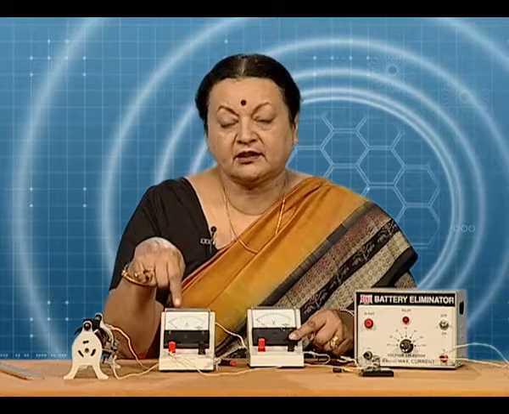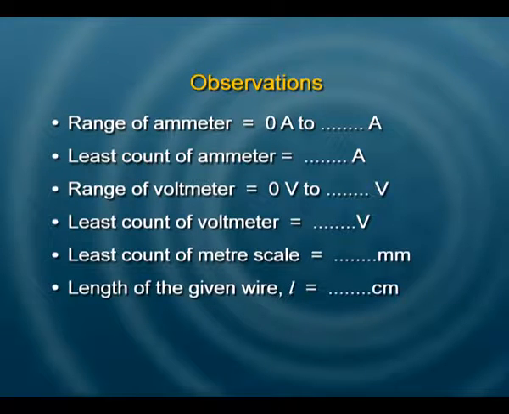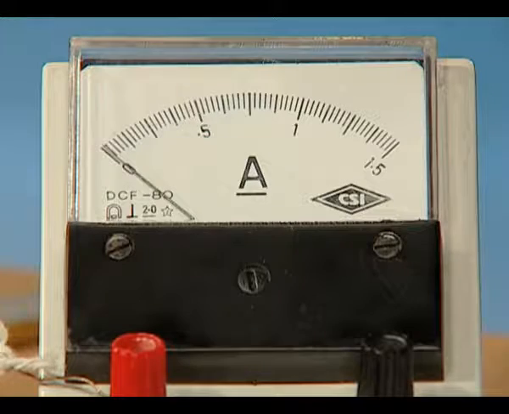What do we require to do? First and foremost, we need to find the range of the meters, the least count of the 2 meters and the least count of the ruler. So, what do we have here?